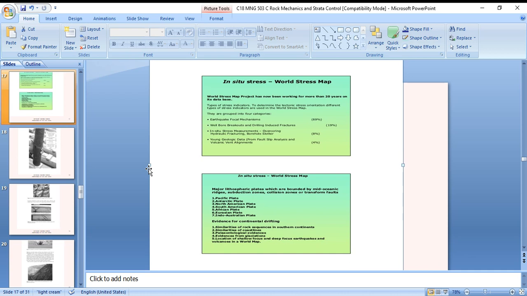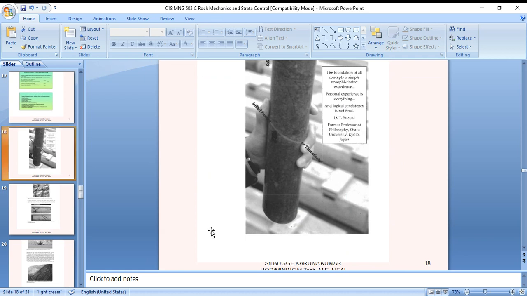Major Pacific plates, Arctic plates are there, North American plates, South American plates, African plates, European plates, and Indo-Australian plates. Evidence for the continental drifting is similar rock sequences in the southern continents, and similar coastlines. The typical evidence is from the local glaciers. So this is a sample given.